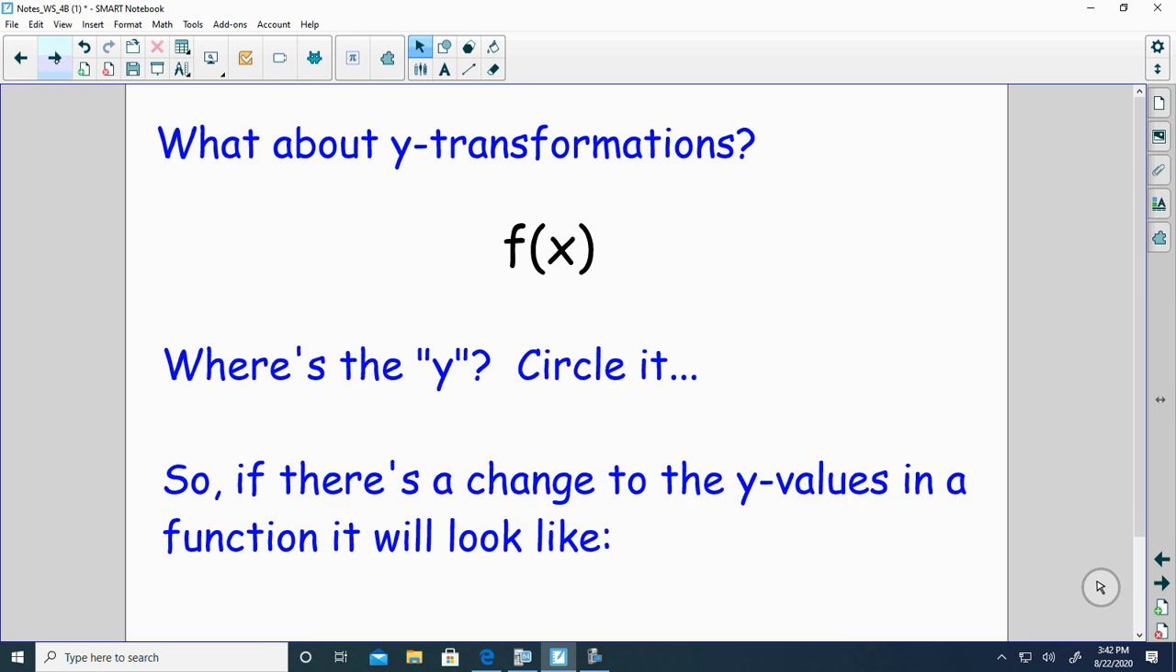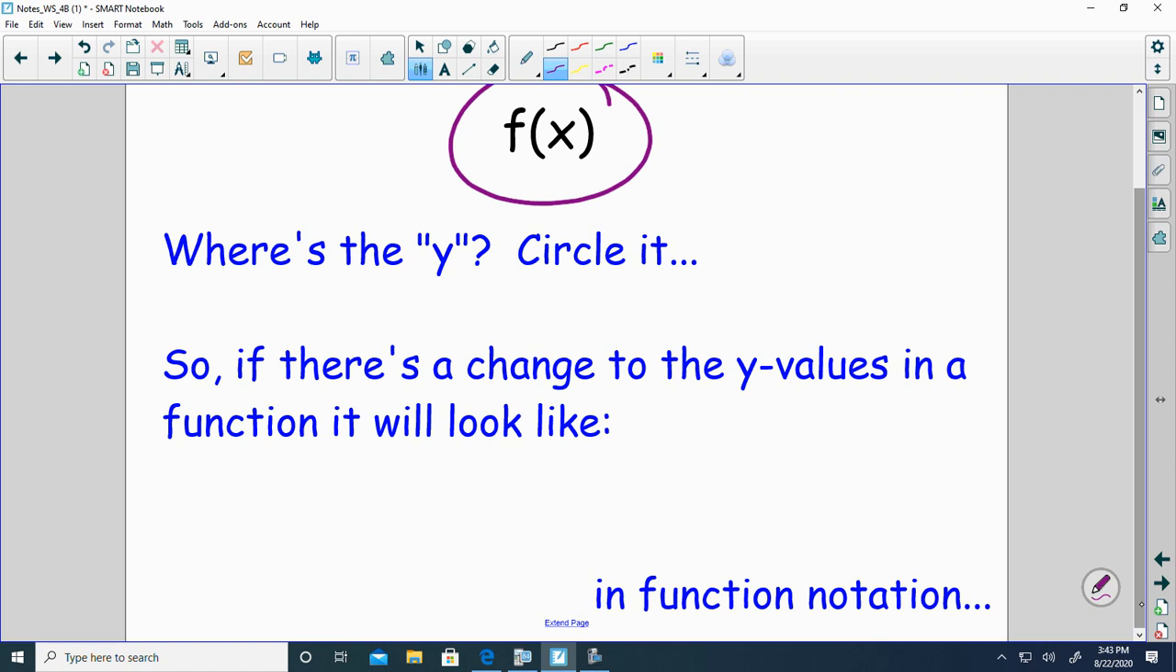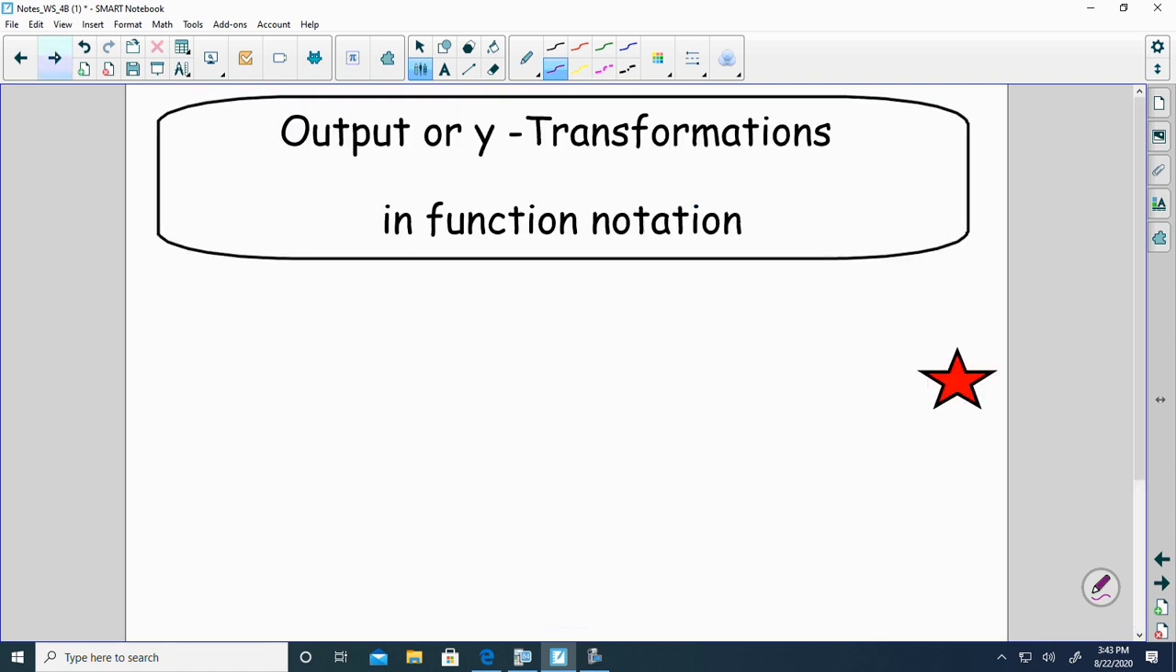What about y transformations? Where is the y? This whole thing is the y now. It's not just the inside. So if there's a change in y values, the function will look like, it's going to shift it up or down. So let's look what this does as we progress on. I have a good answer for that right there.